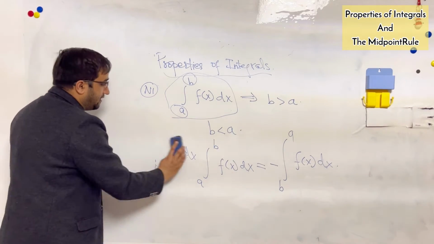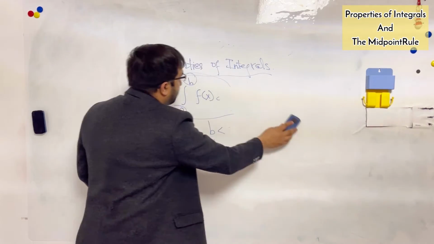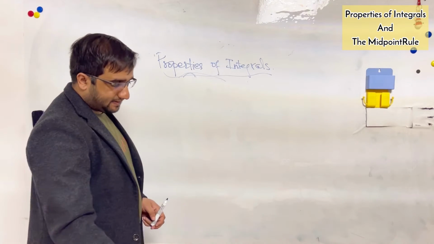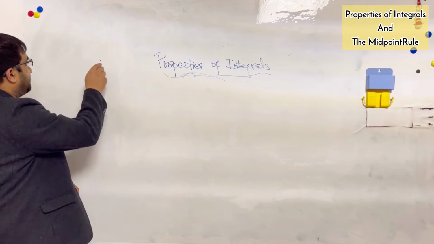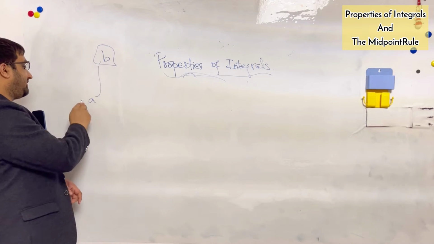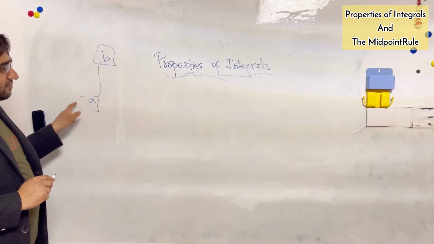This is the first property which you should keep in mind, that you will always have to keep the limits in the same order. And the rule is that the one sitting here is bigger than the one sitting here. This is the rule. B is always greater than A.